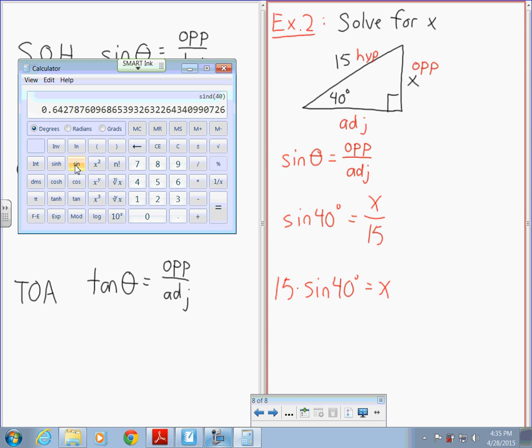If anyone is unable to, please raise your hand, and Mr. Tozer will run around and make sure that you can get that. So that's what sine of 40 is. I'm going to times that then by 15. And I get an answer of 9.64.